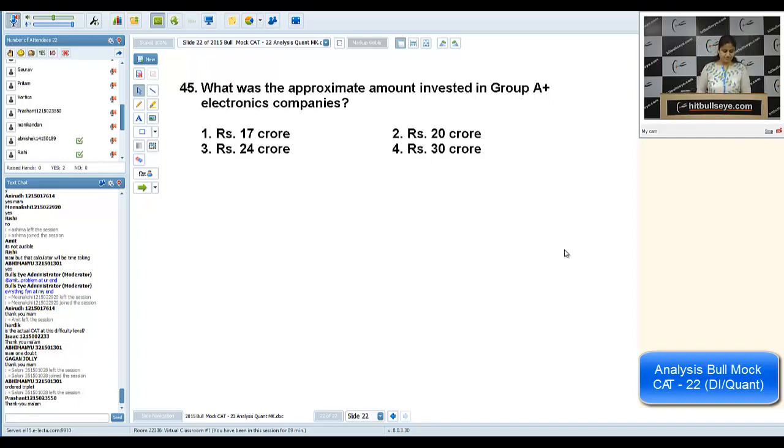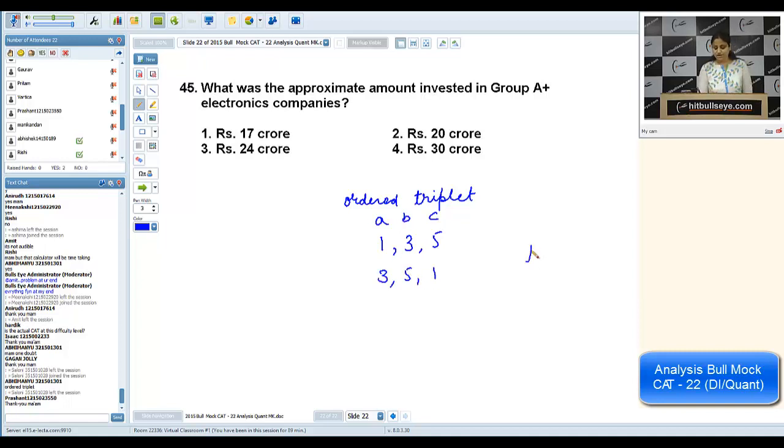Abhimanyu, yes, ordered triplet. Whenever you have this kind of word, ordered triplet or ordered pairs, what do you mean by this? Suppose in one solution you are getting 1, 3, 5 for ABC, and in another solution you are getting 3, 5, 1. If only triplets are asked, you will say only one, because order will not matter. But if ordered triplet is asked, you will say 2 is the answer, because order will matter in ordered triplets. Is it okay?